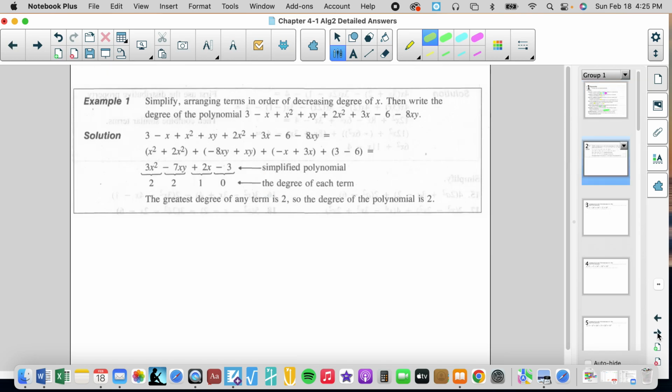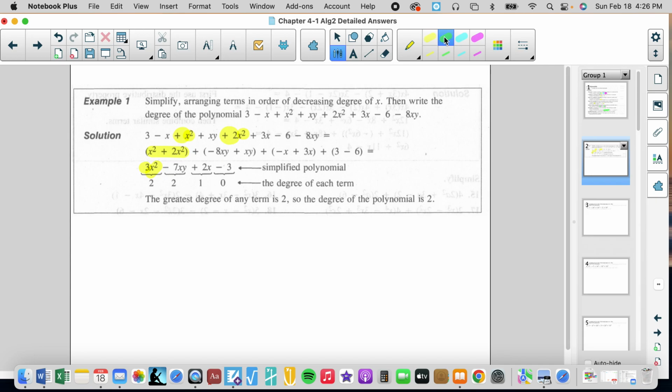So example 1 talks about the directions: simplify. Arrange the terms in order of decreasing degree of x, then write the degree of the polynomial. So we're going to put it in descending order, what we call standard form, and we're going to combine like terms, and then it'll be in standard form after. So we see that we have like terms here. We have x to the second with a coefficient of 1. We have x to the second with a coefficient of 2. So if we combine those coefficients, we get 3x squared.